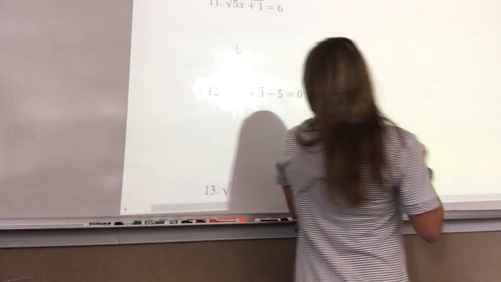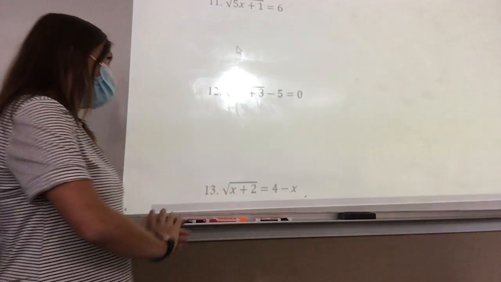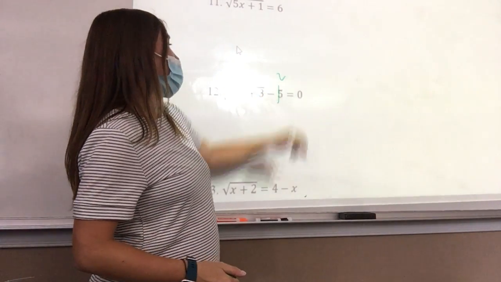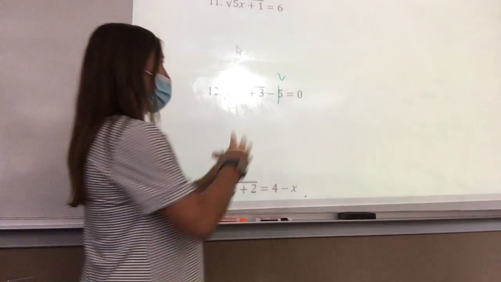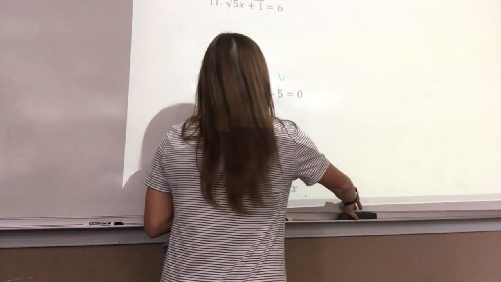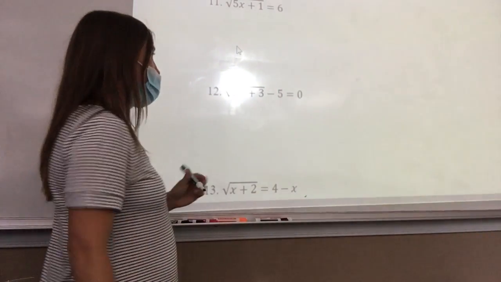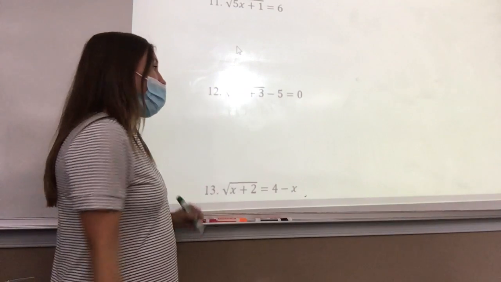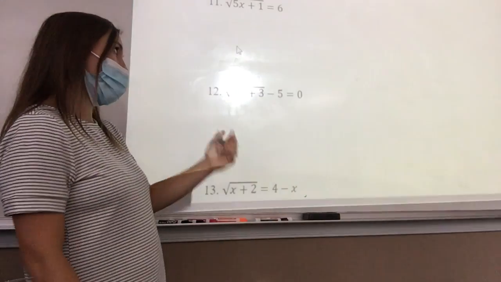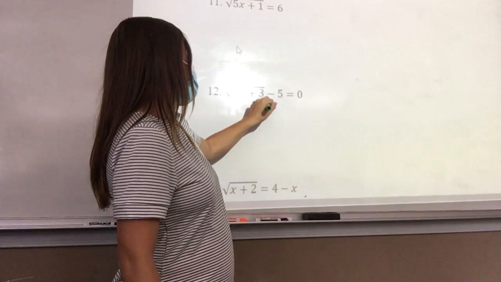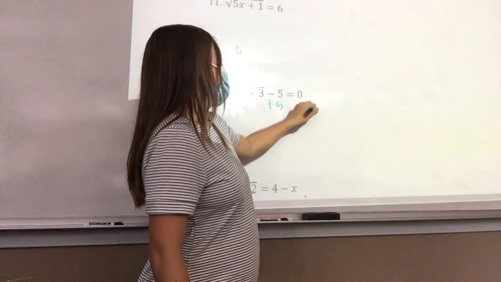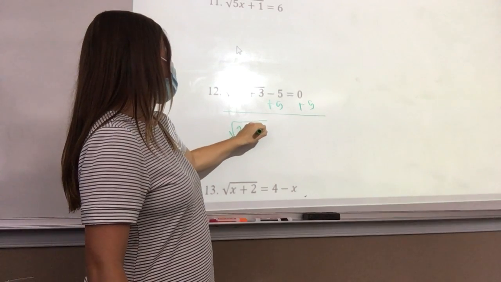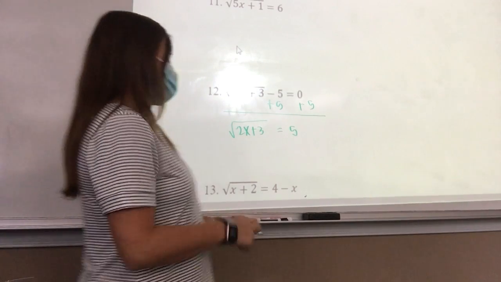We're gonna do the same thing that we just did, but we've got a negative 5 over here. If you try to square it right now, it's gonna make everything really gross. You're gonna have to FOIL that. You don't wanna do that. So what we can do is get rid of this 5 and then square it and make our lives a lot easier. So I'm gonna move the 5 to the other side. I'd be left with square root of 2x plus 3 equals 5.